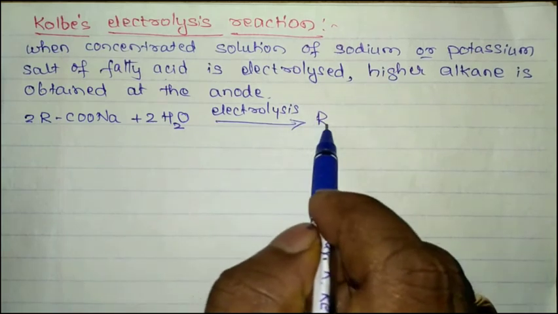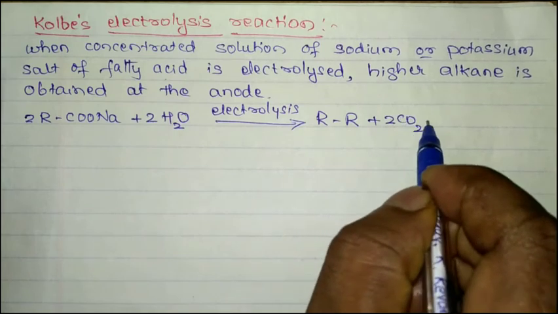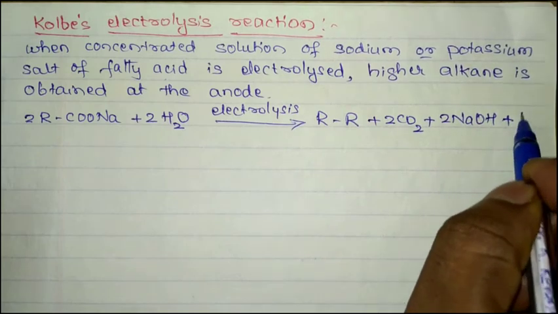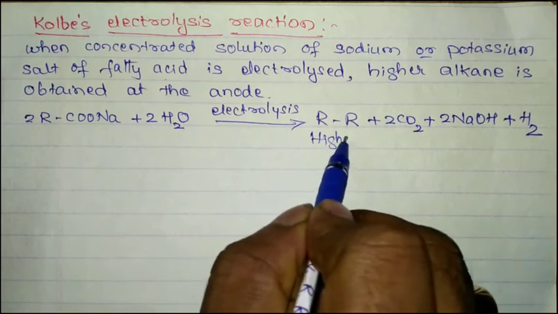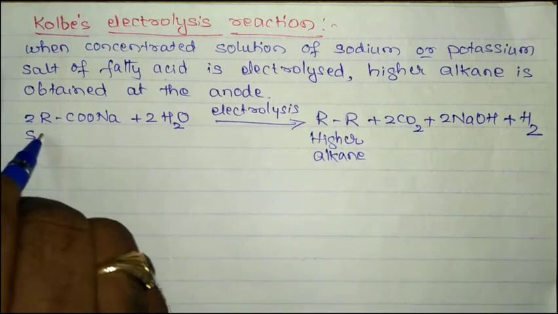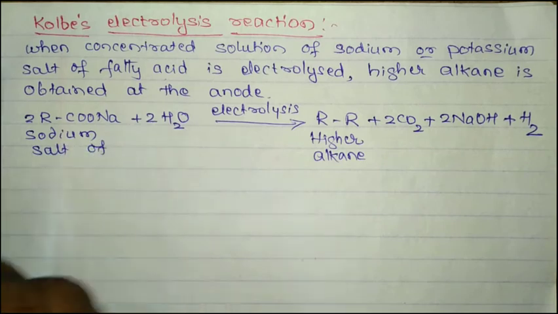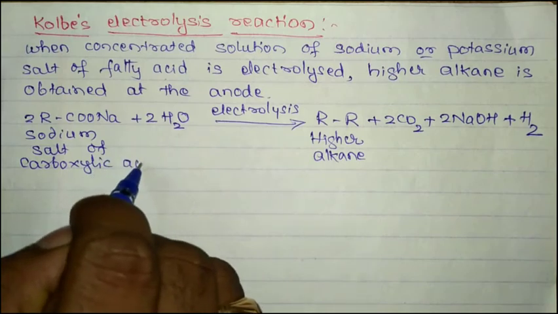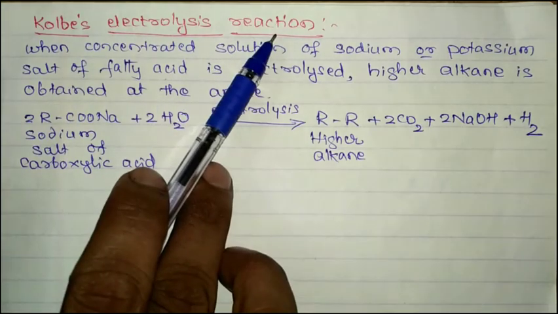you are going to get a higher alkane plus carbon dioxide plus NaOH plus H2. This is the higher alkane. This is the sodium salt of a fatty acid, or sodium salt of a carboxylic acid. This reaction is known as the Kolbe electrolysis reaction.